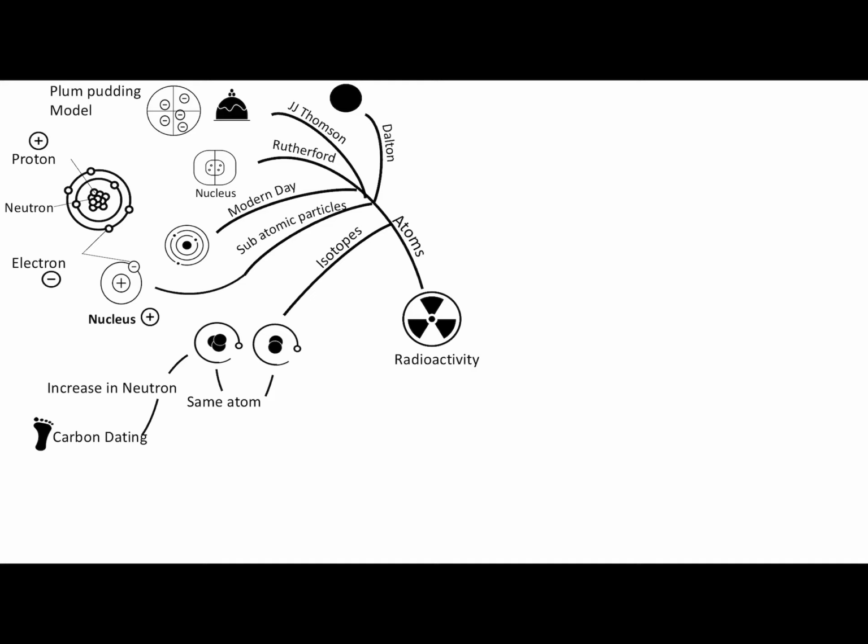Now with this we have something called isotopes, and isotopes are of the same atom, but each time the neutron number increases. Now this allows us to do a number of things. We can do carbon dating with carbon because it has a number of isotopes. It's also why chlorine has a mass number of 35.5, because it has isotopes, and so it takes an average of that mass number.